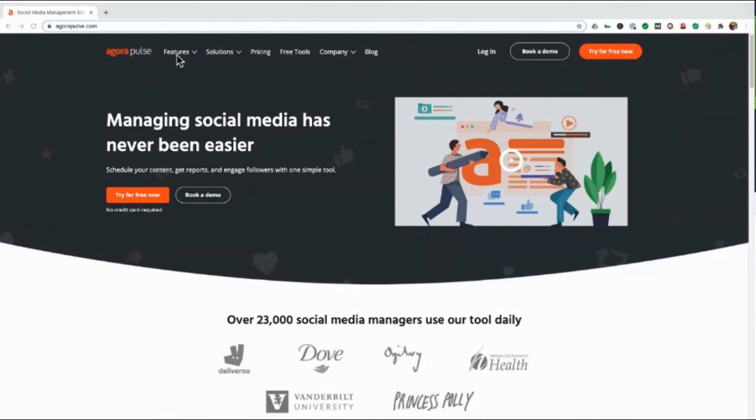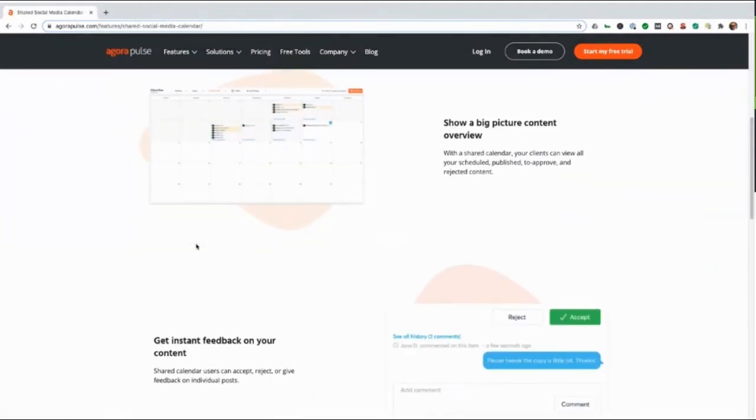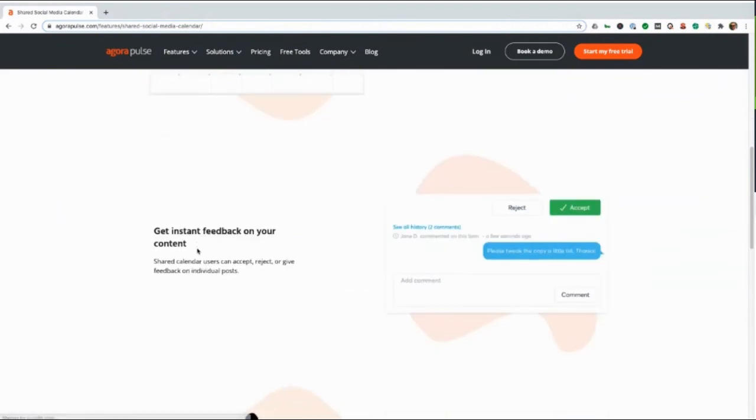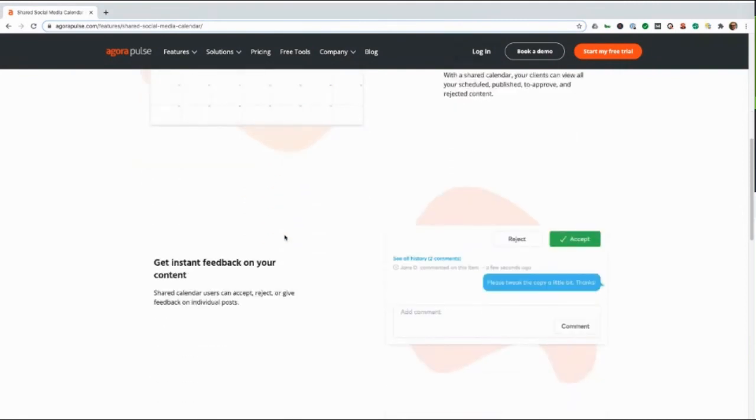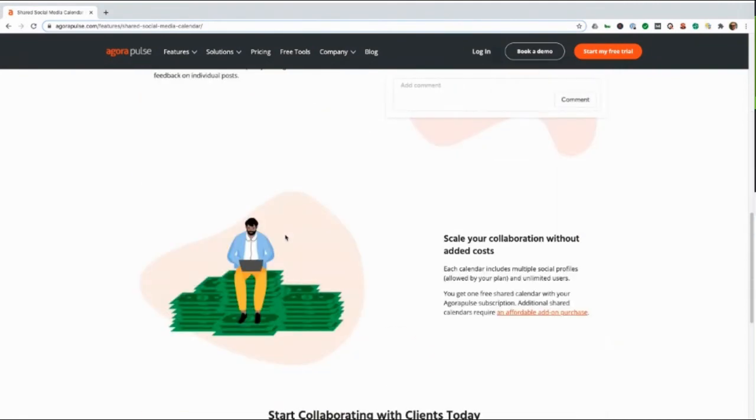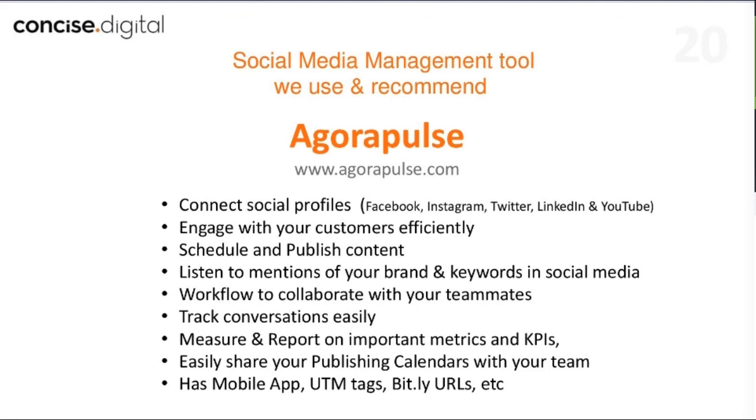And just one thing here that I was hoping to show you quickly is the shared calendar, where you can easily pass on the information to other people in your business, and people can accept it, reject it, and add their comments to it. So it's an interesting system. You can go to Agorapulse direct. You don't need to do it through us, and you don't have to use Agorapulse at all. But if you did want to, and you wanted to get our guidance with it, then that is the tool that we would suggest to use.